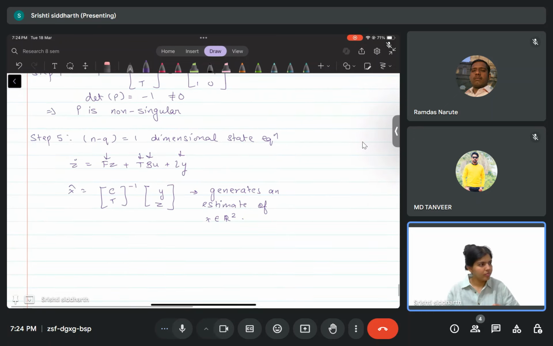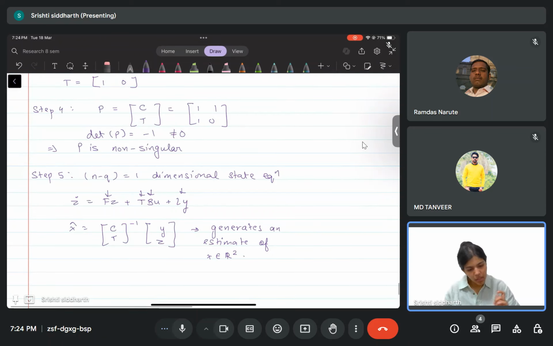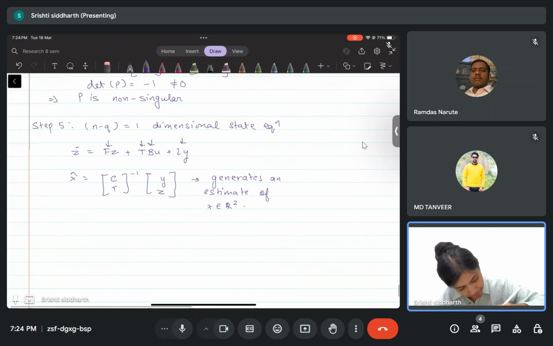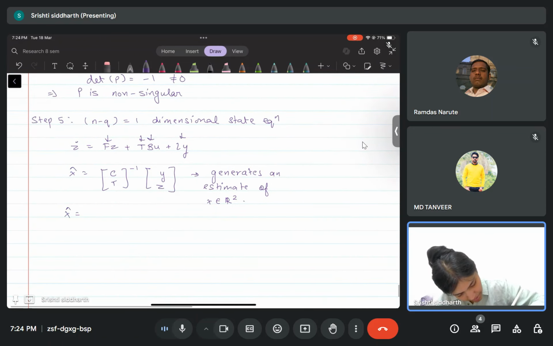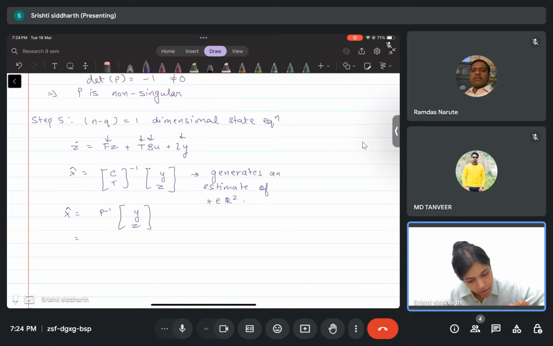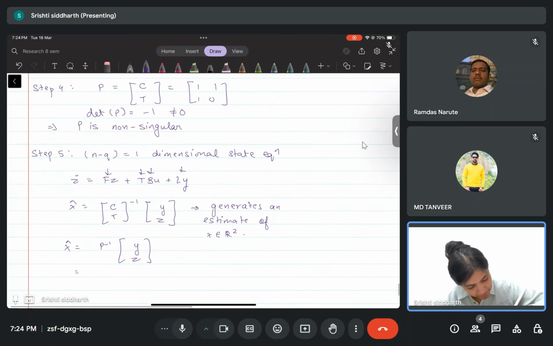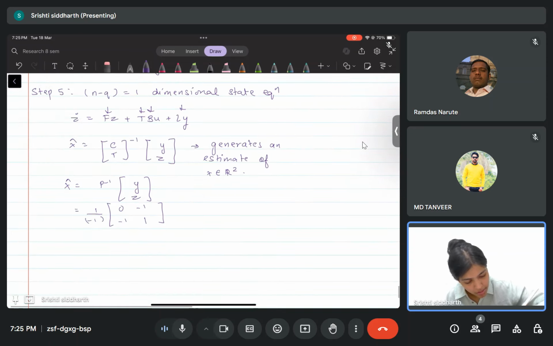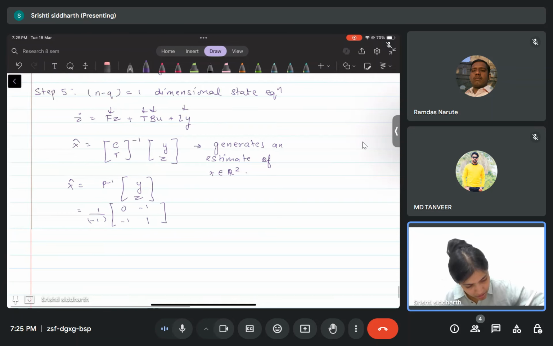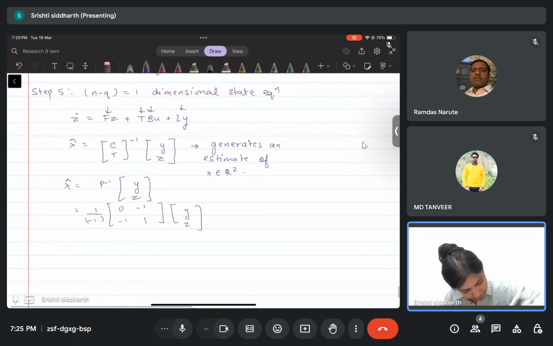So let's see what P inverse is. x hat is P inverse times y z. The determinant is minus 1. Swap the diagonal elements and reverse the sign of the off diagonal elements. This is for a 2 by 2 matrix, times y z. So we get 0, 1, 1, minus 1.